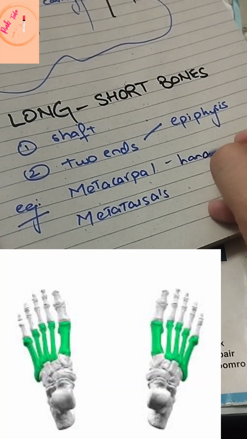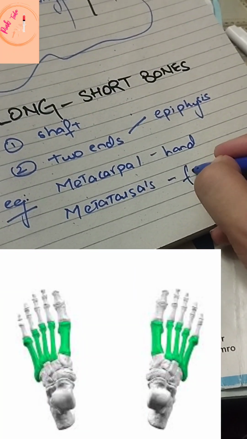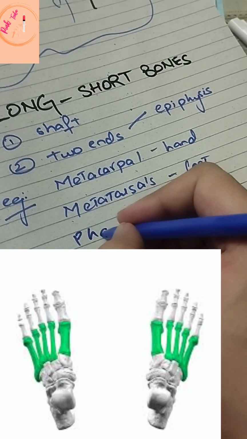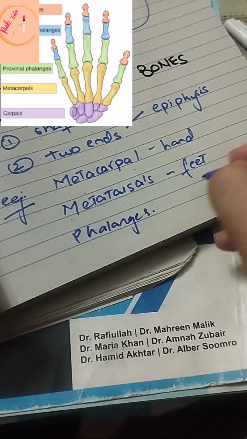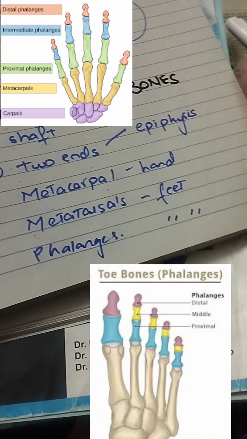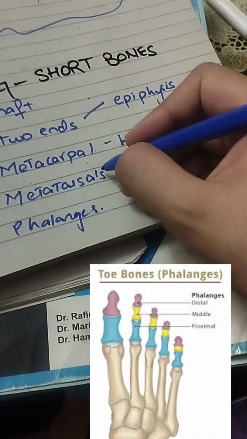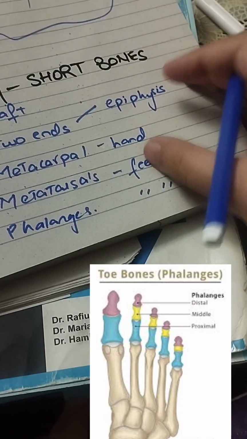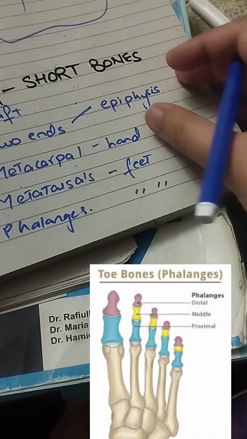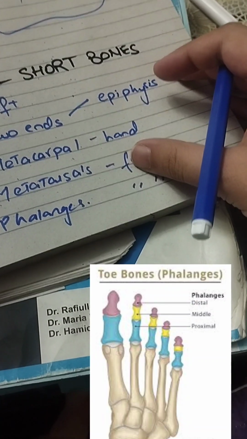Metacarpals within the hand, metatarsals within the feet, and phalanges in both hand and feet. Now what you need to remember is that when it comes to metacarpals and metatarsals, we have 5 of them in each hand and foot: 5 metacarpals and 5 metatarsals, right?